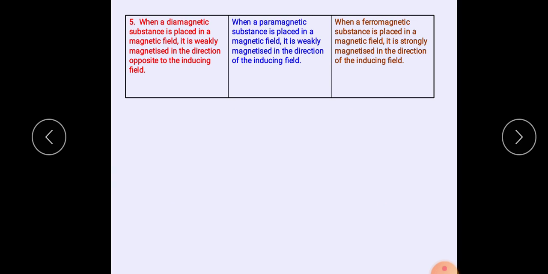Now when a diamagnetic substance is placed in a magnetic field, it is weakly magnetized in the direction opposite to the magnetizing field. That means the magnetic induction is there, but it is opposite to the magnetizing field. In paramagnetic substances, it is along the direction of the magnetic field, but it remains only when there is a magnetizing field. If we remove the magnetizing field, no magnetism will be there. In case of ferromagnetic substances, when placed in a magnetic field, it is strongly magnetized in the direction of the inducing field.